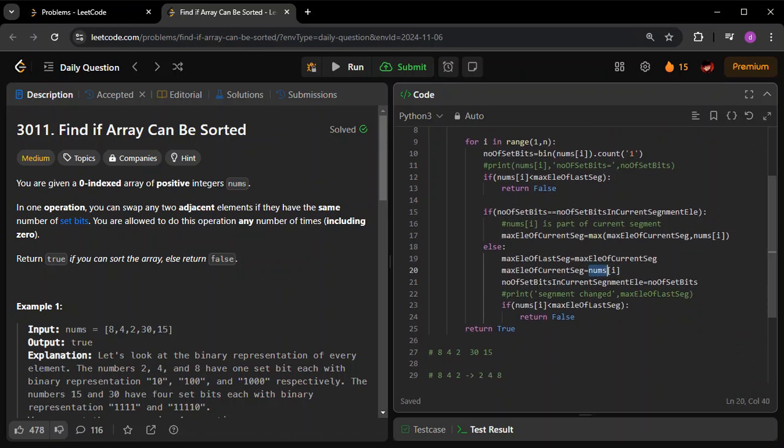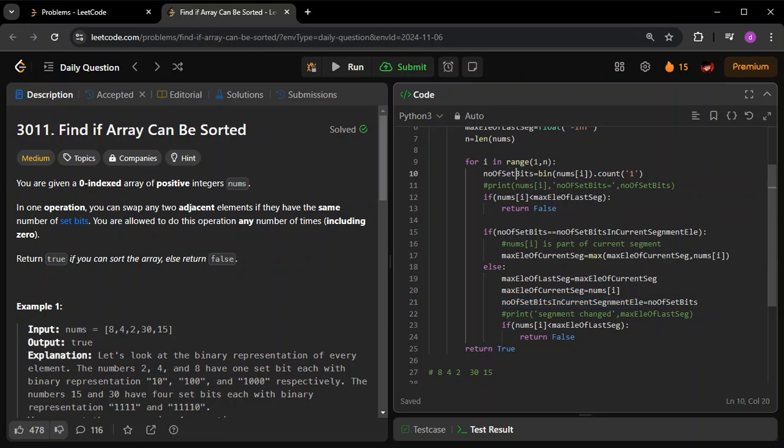Similarly, when the segment changes, the next segment's first element should be assigned to this, as simple as that. Next, the number of set bits in the current segment will change. Whatever is the nums of i's number of set bits, that will have to be assigned here. As simple as that.